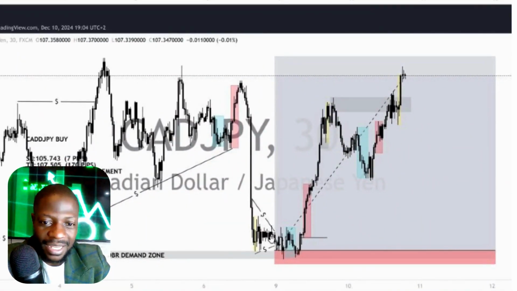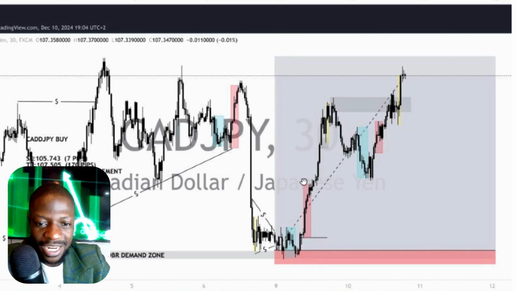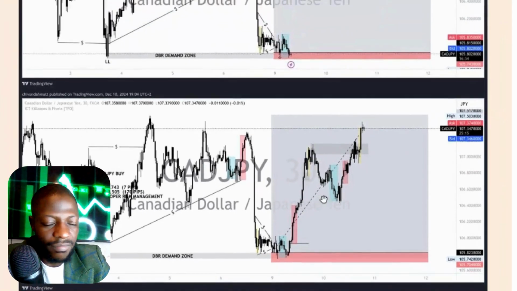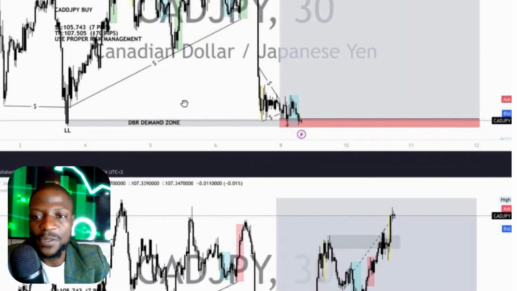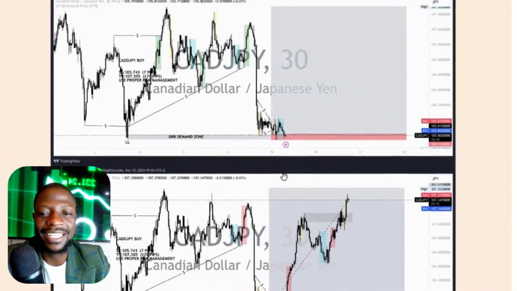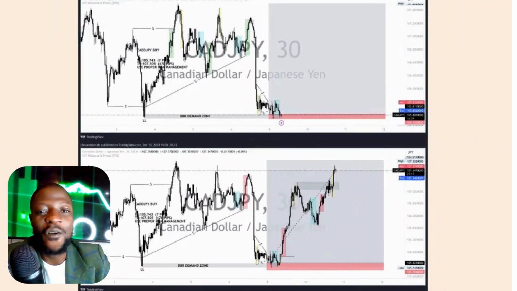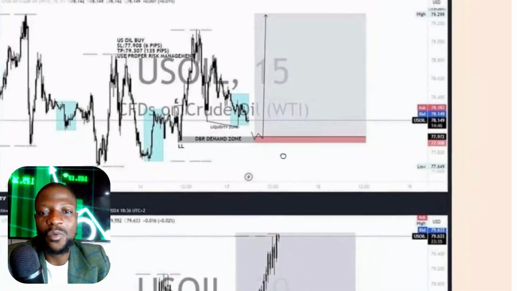The market comes, taps into your area, goes to the upside, breaks structure, retraces, beautiful push to the upside, absolutely amazing. 7 pips stop loss and 170 pips target. Guys, you can do the math for yourself. That's over 1 to 20 risk reward ratio on one trade alone.